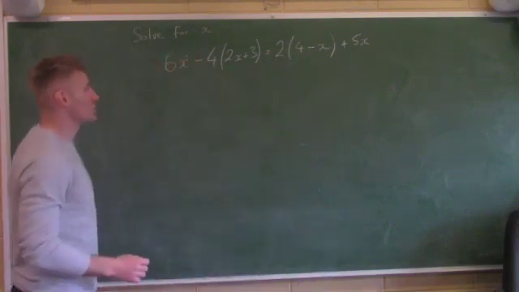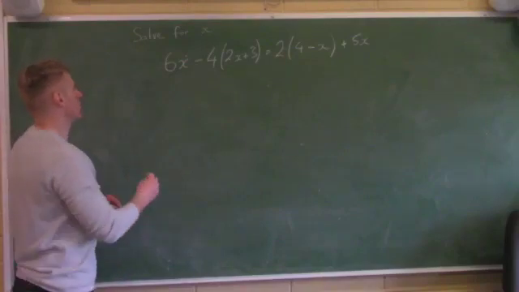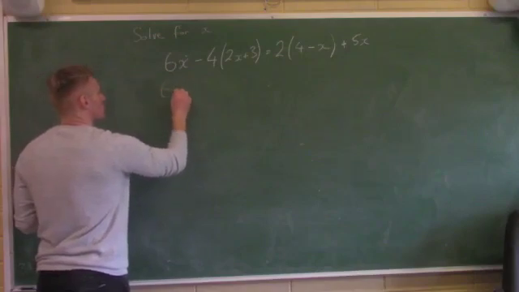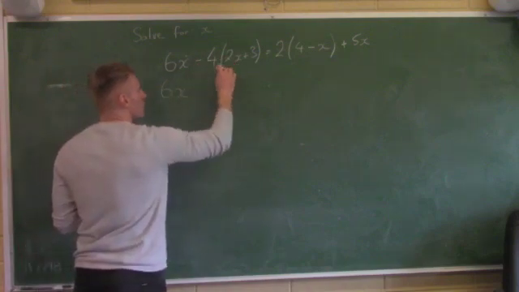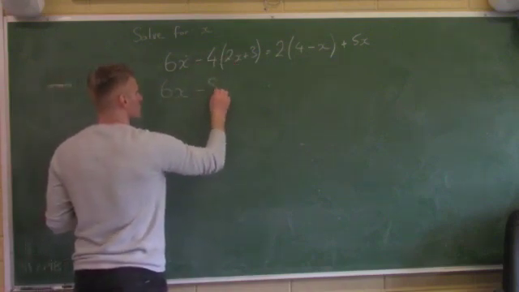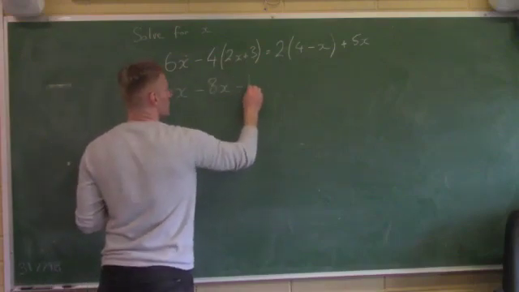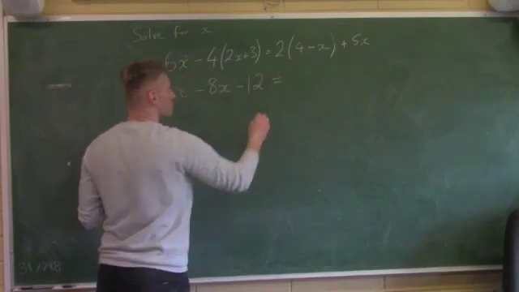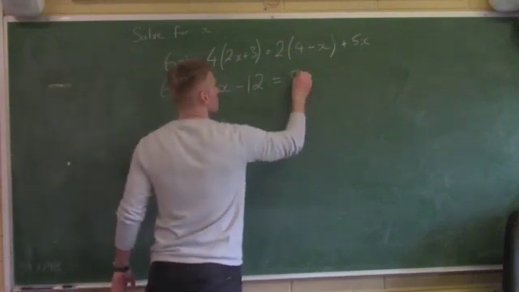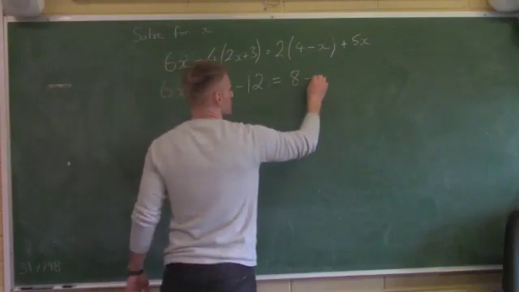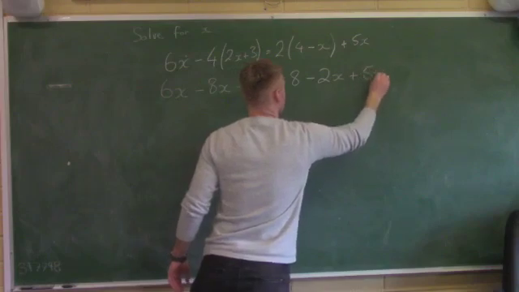Now let's try and multiply this out first of all, and we take it from there. So 6x, I'm not going to do anything with that at the moment, so it's still 6x. Now, brackets mean multiply, so I'm going to multiply minus 4 by 2x. It's going to give me minus 8x. Minus 4 by 3 will give me minus 12. Equals, over on the other side then, 2 by 4 is 8. 2 by minus x will give me minus 2x plus 5x.